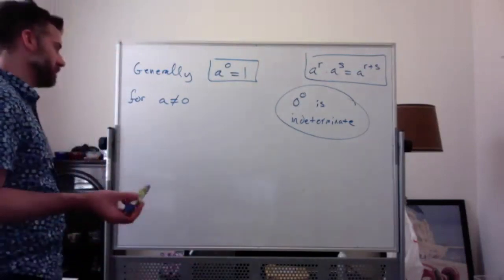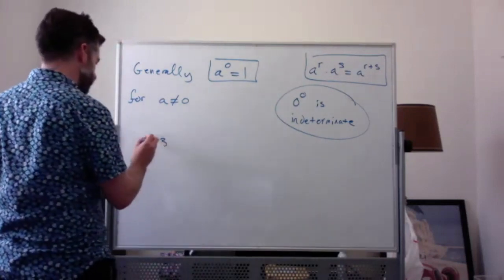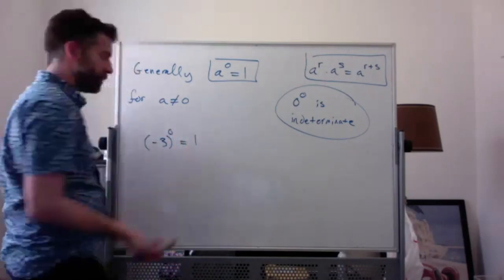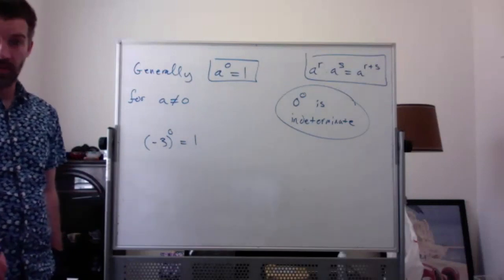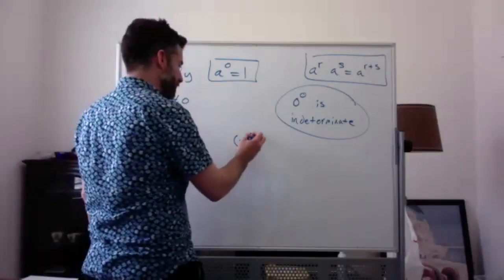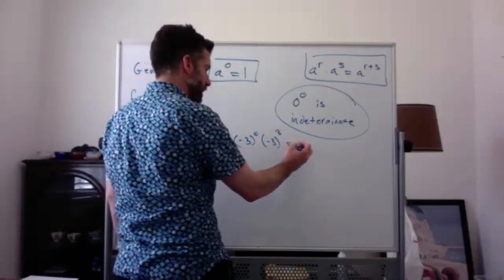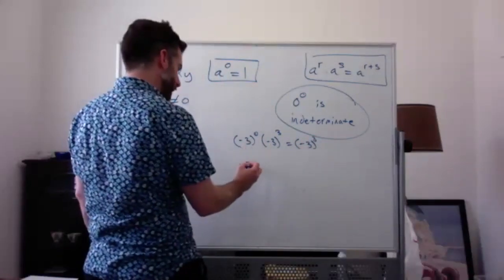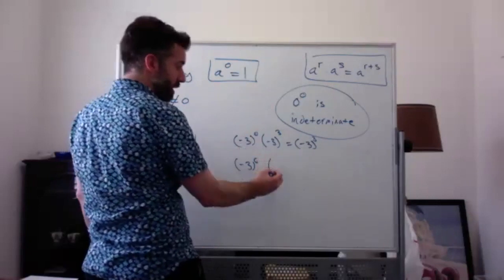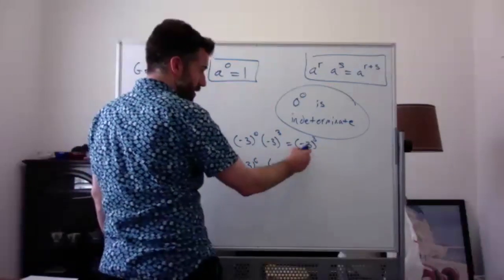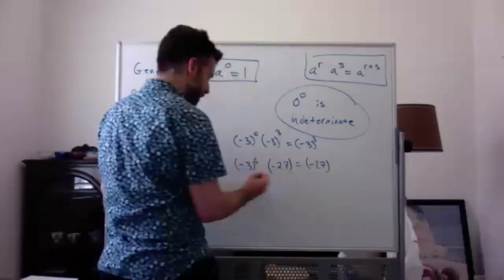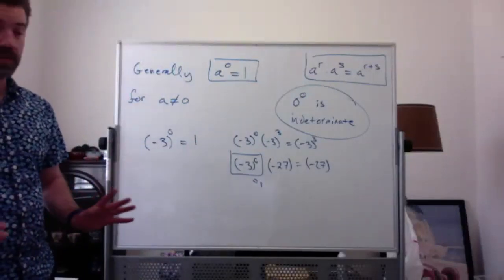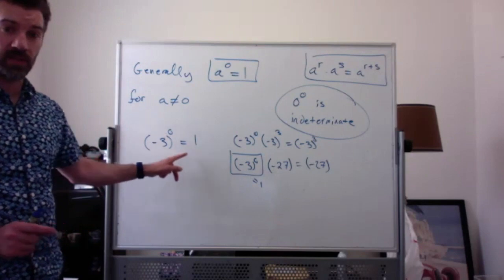Two things I want to say about this. -3 parentheses to the 0th power is equal to 1. For the same reasons as all the other things, right? -3 to the 0th times -3 to the 3rd equals -3 to the 0 plus 3, which is 3. And -3 cubed is -27. This has to equal 1. But I want to point out, -3 parentheses to the 0th power is equal to 1.